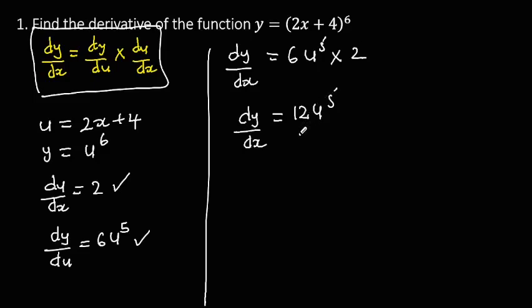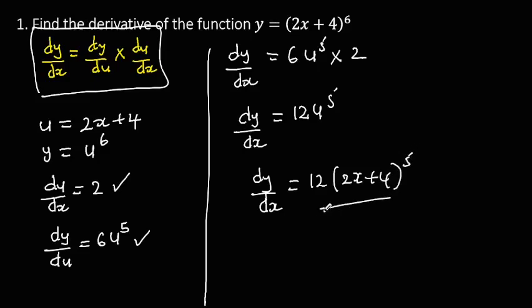But we need to ask ourselves, what was our u? Our u was equal to 2x plus 4. And hence, our final differentiation will be dy/dx is equal to 12 into bracket 2x plus 4, you close the bracket, then you raise it to the power of 5. And this is the final derivative of our composite function of y.